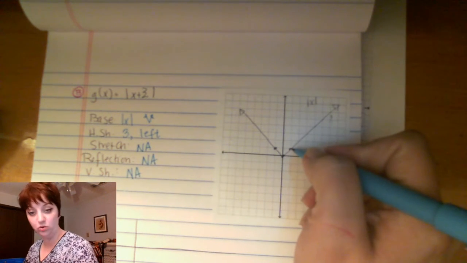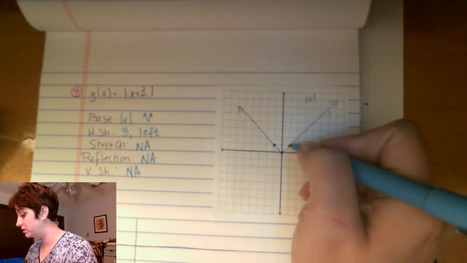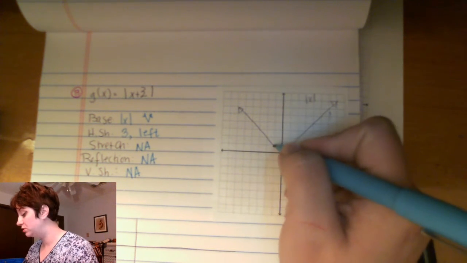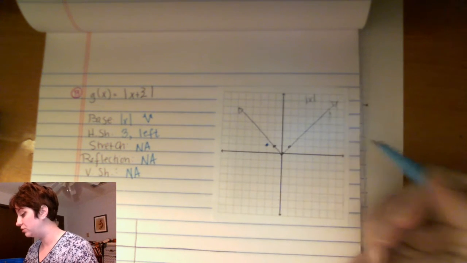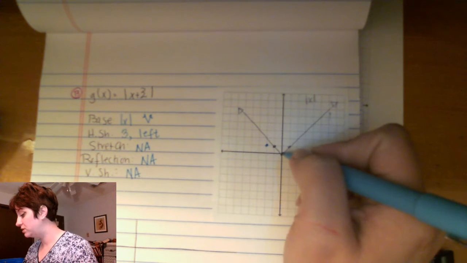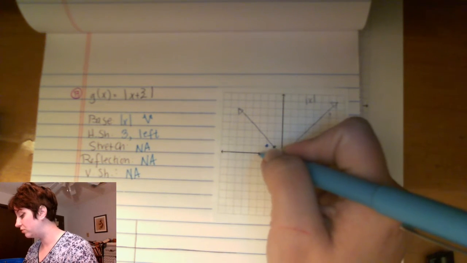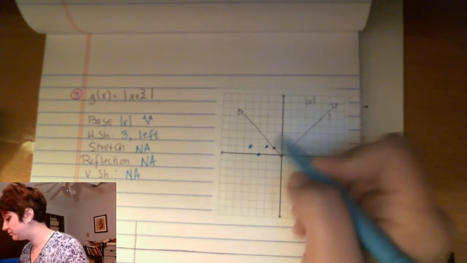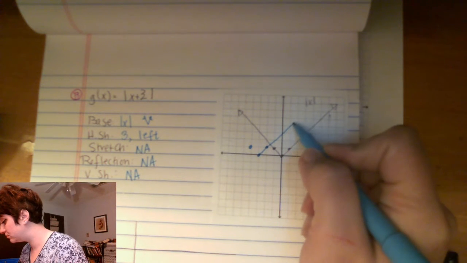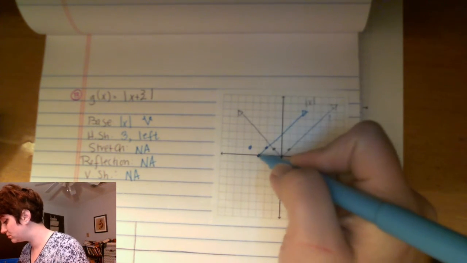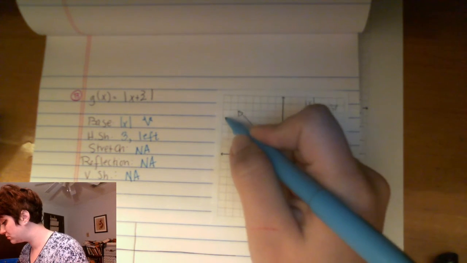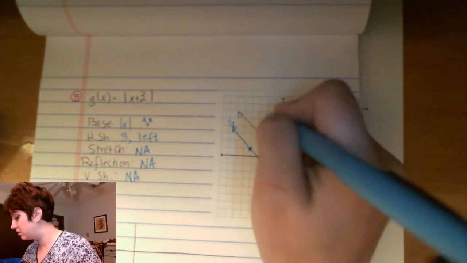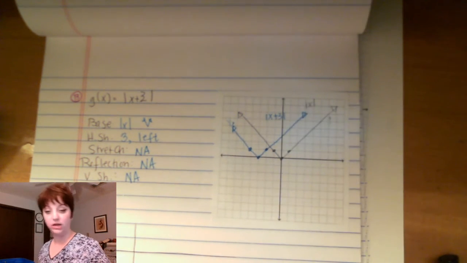So I pick up each point and I move it left 1, 2, 3. So this one is at x equals 1. If I move it left, it becomes 1, 2, 3, x equals -2. This one moves left 1, 2, 3, and this one 1, 2, 3. All right, so there's my absolute value of x plus 3.